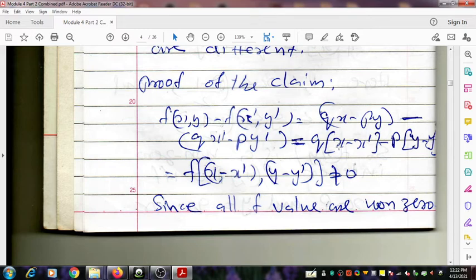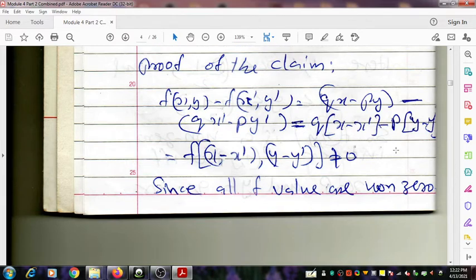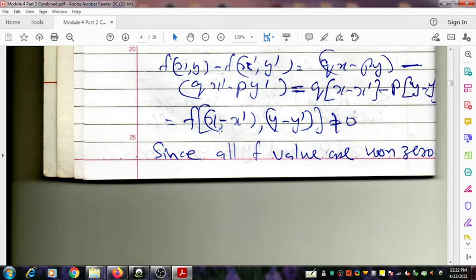Rearranging that, we get q into (x - x') and p into (y - y'). This takes the form of another function value at the point (x - x', y - y').